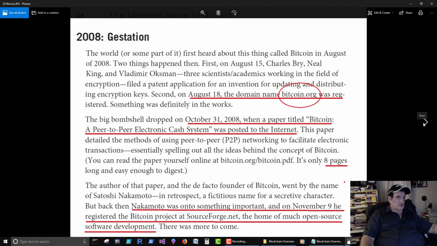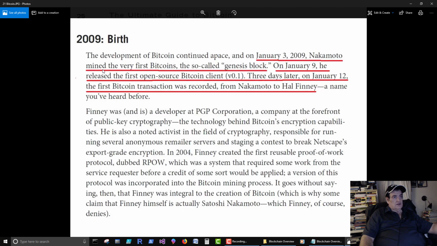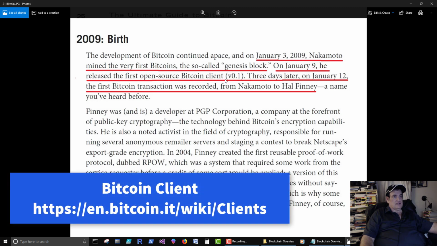And then the next picture. So 2009, the development of Bitcoin continued. January 3rd, 2009, Satoshi mined the very first Bitcoin block, the so-called Genesis block. On January 9th, he released the first open source Bitcoin client. 3 days later, January 12th, the first Bitcoin transaction was recorded, from Satoshi to Hal Finney.